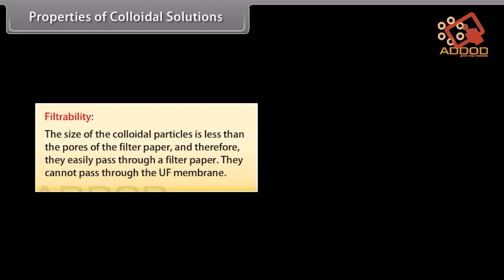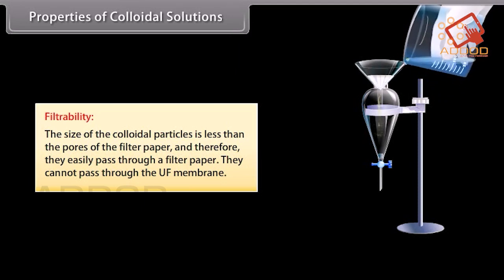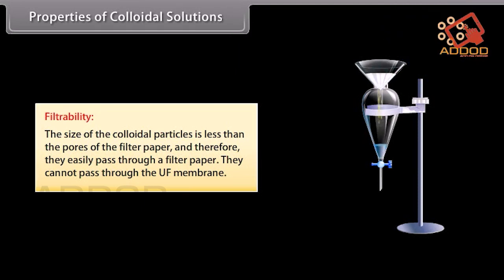Filtrability. The size of the colloidal particles is less than the pores of the filter paper, and therefore, they easily pass through a filter paper. They cannot pass through the ultrafilter membrane.